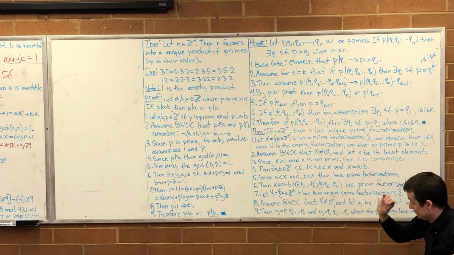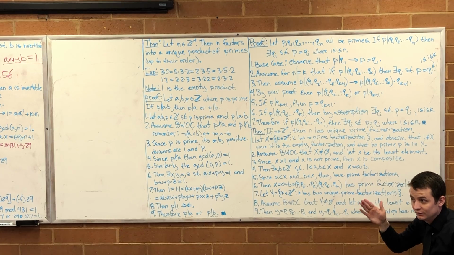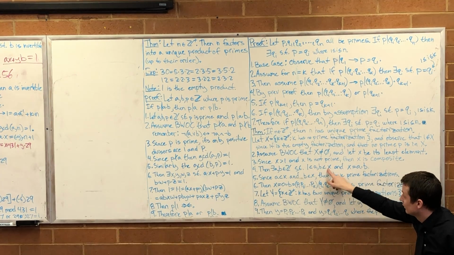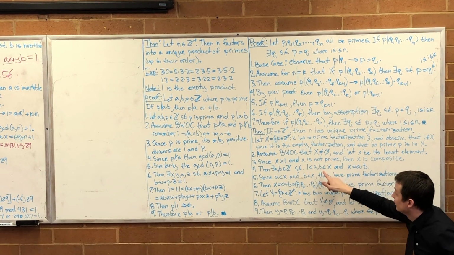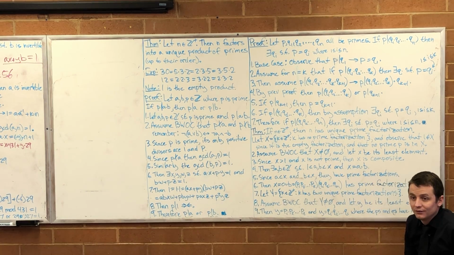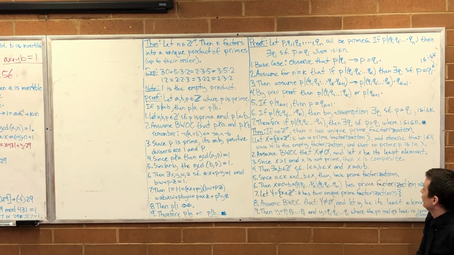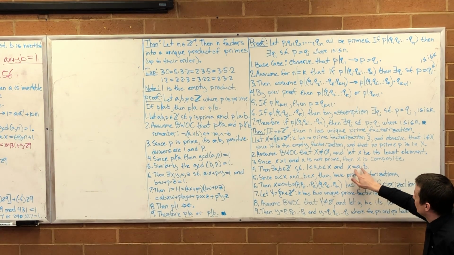Perfect. That's exactly right. a and b are smaller than little x. Little x is the smallest thing in big X. Therefore, a and b are not in big X. Therefore, a and b have a prime factorization. We don't know anything about uniqueness yet, but they do have a prime factorization.